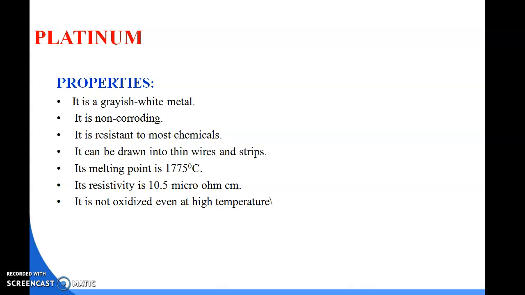So this platinum is a grayish white metal, available in the market. We use platinum wire and the like, so it is one type of conducting material. It can be drawn into a thin wire and strips, and it is resistant to most chemicals. It is non-corroding, and its melting point is 1775 degrees centigrade. Okay, so this is platinum.